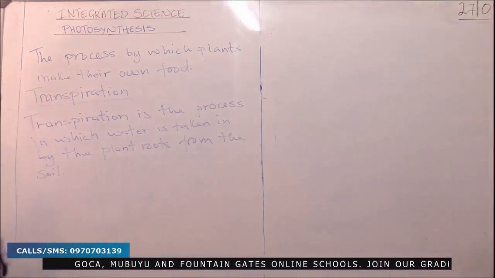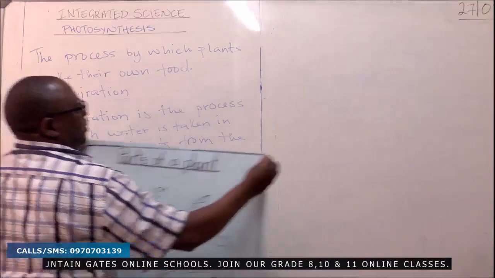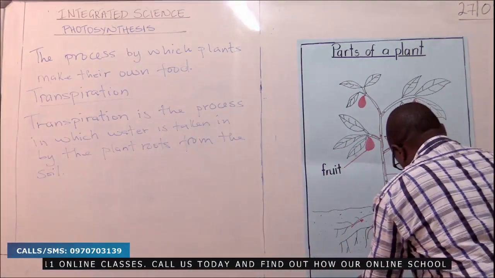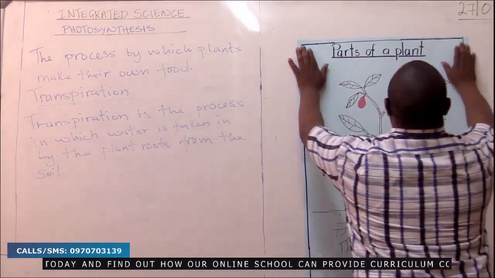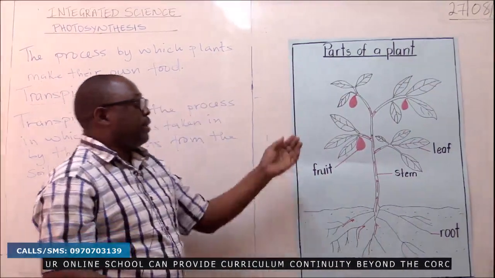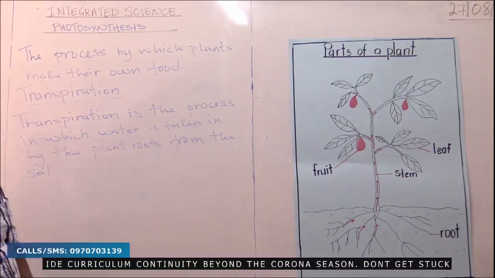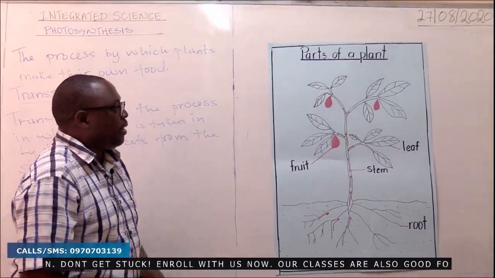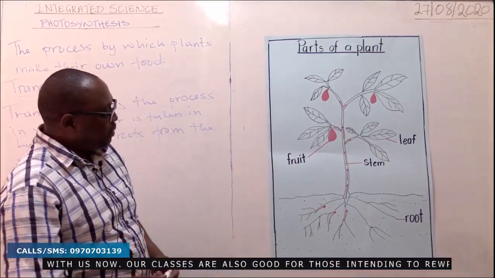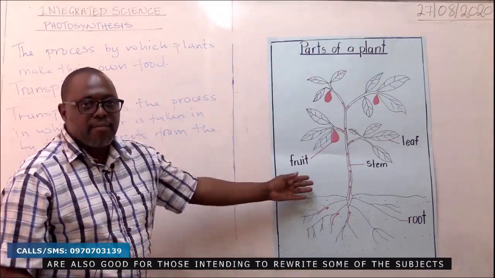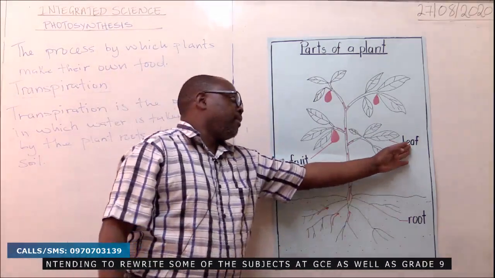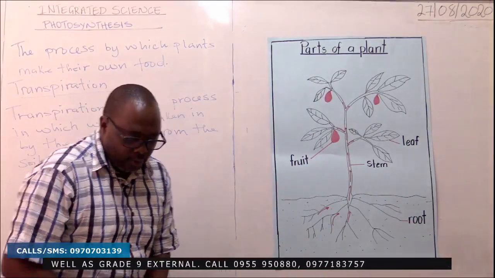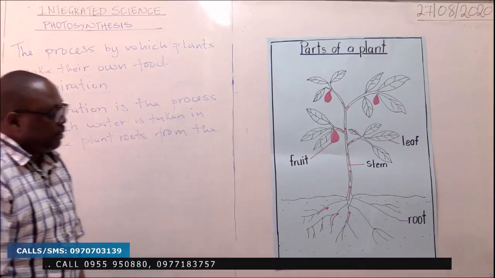Okay, so we are going to look at the chart. We are going to look at this chart, which has got the main parts of the plant which are involved in transpiration. So we've got the leaf, we've got the stem there. So we'll start with the roots.